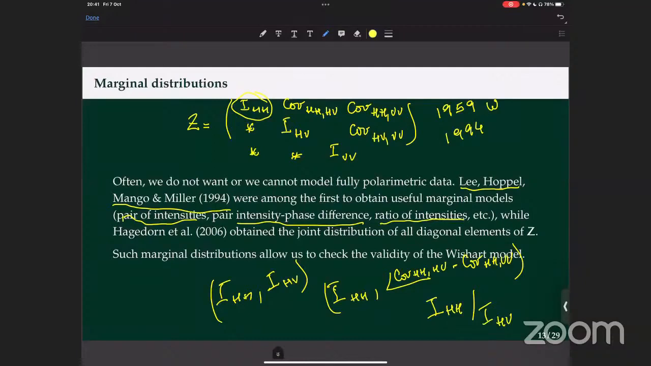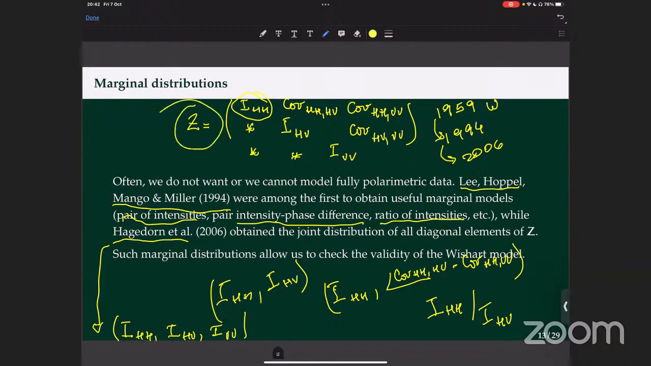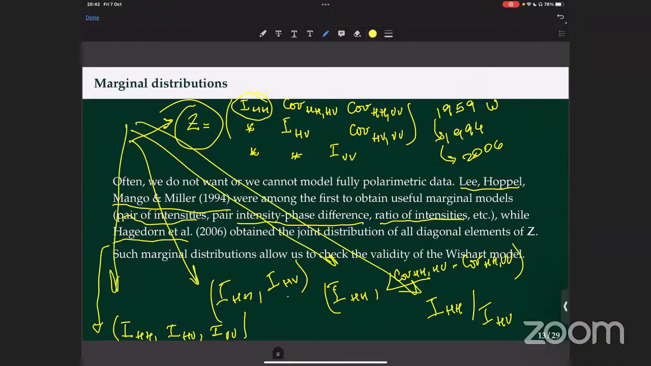This is a formidable work. This paper is absolutely fundamental. So we're talking 1959 to 1994. The next big step, 2006: Hagedorn and others found the distribution of the triplet IHH, IHV, IVV. So you may say, how come? Is it easier to work with this than to obtain these smaller ones? Yes, it's easier to work with this than finding these. But since these have already been found, well, we're very happy and we use those results.